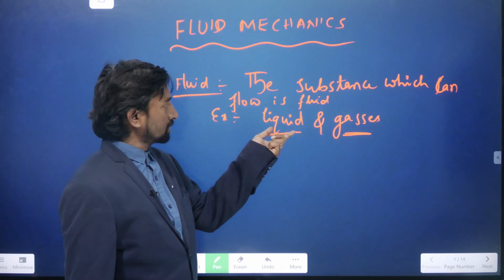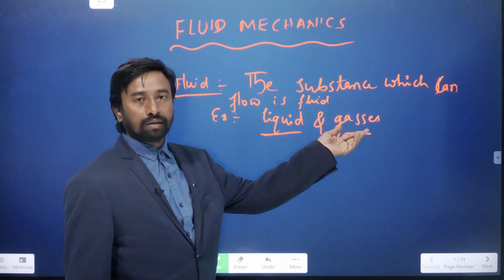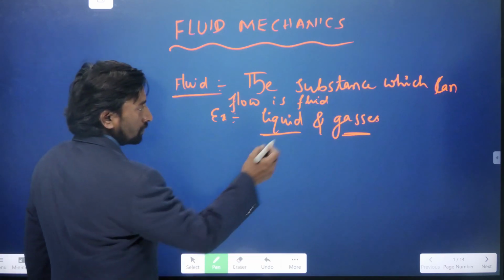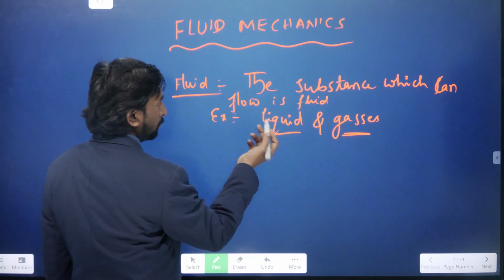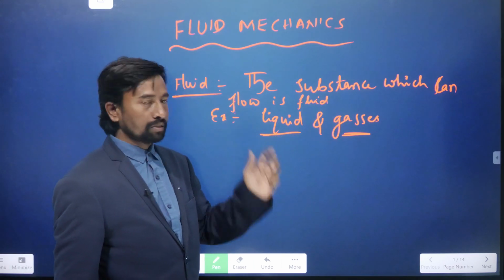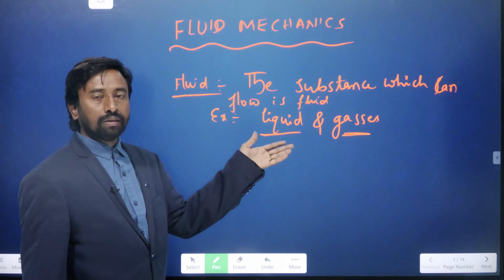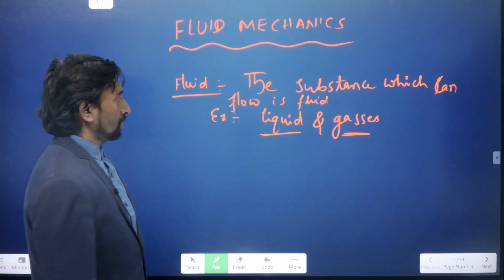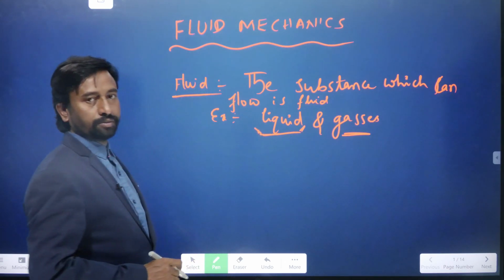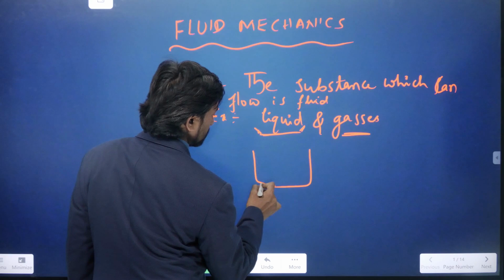Coming to liquids and gases, in liquids the intermolecular forces are a little greater than in gases, so the molecules are at a certain distance. Compared to solids, liquids have a greater intermolecular distance. Due to that reason the liquids do not have a particular shape and size, so they occupy the shape of the container.